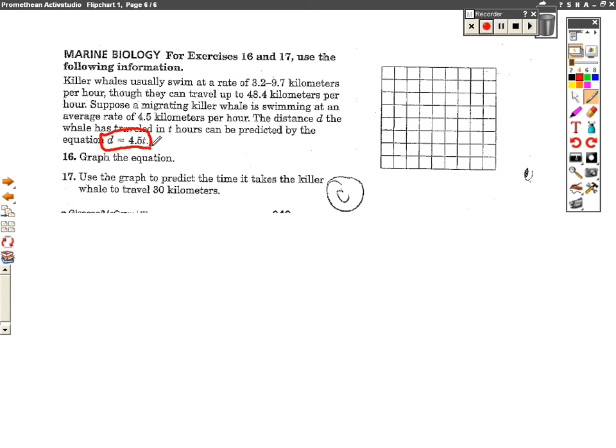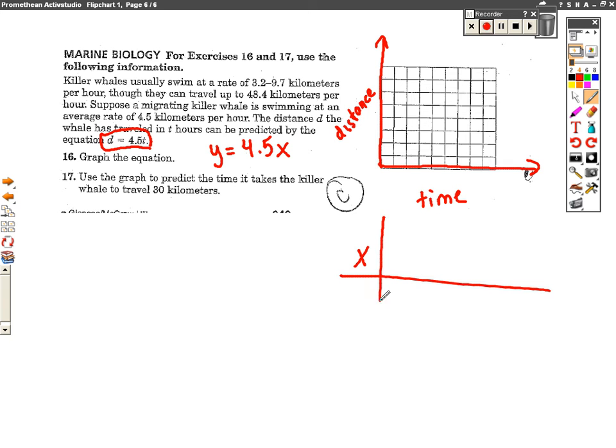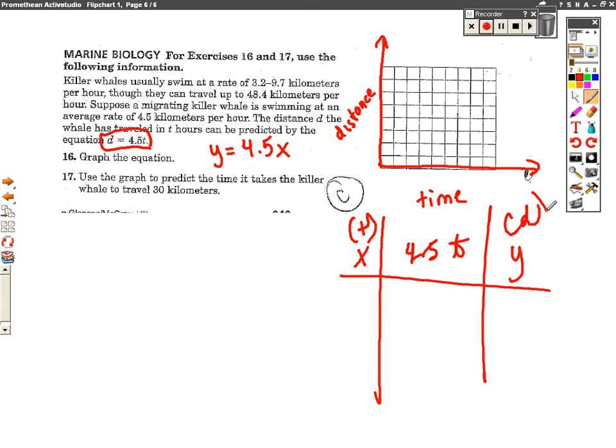Well, remember, if they're saying d equals 4.5t, I could think of that as y equals 4.5x. So the distance is the y, and the time is going to be the x-axis. And I'm going to go ahead and make my axis, and then we're going to make a table. X, or the time, and then I'm going to multiply 4.5 times the time. And that's going to get us y, or in this case, the distance.